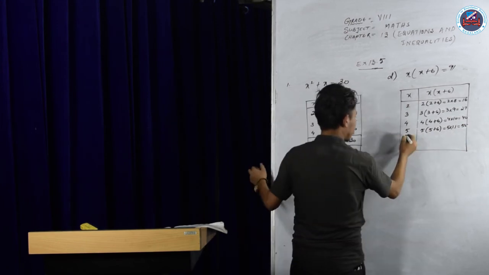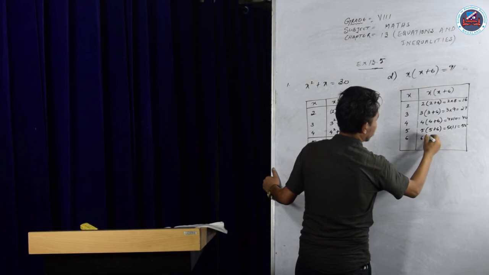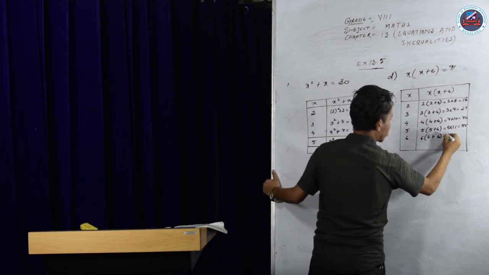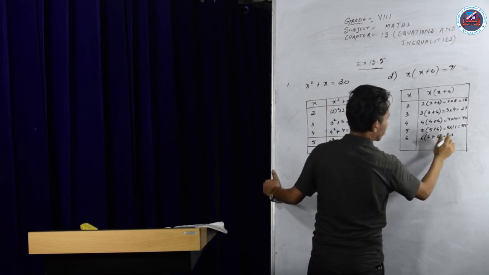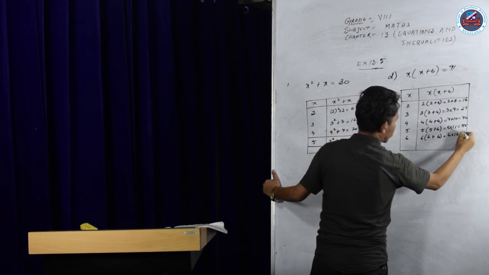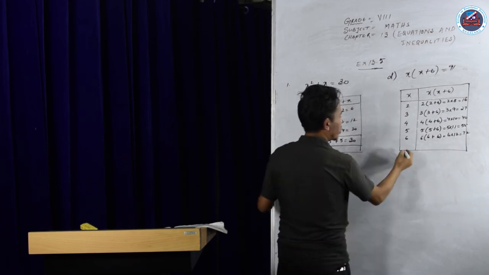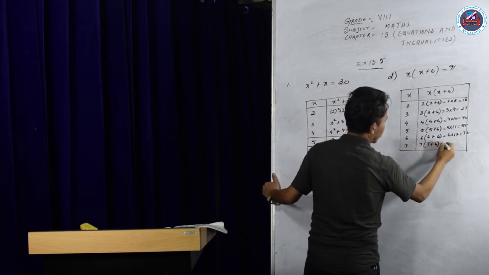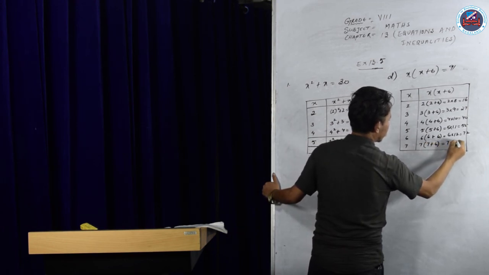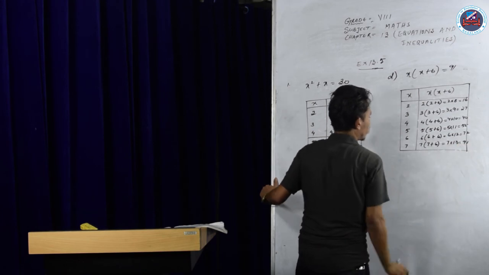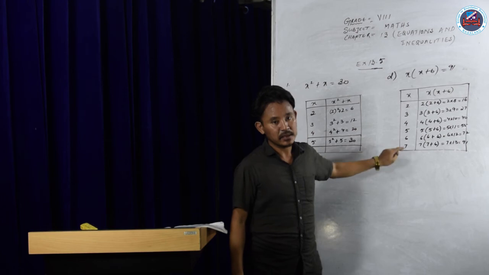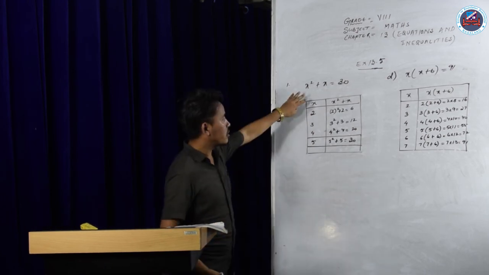Now 6 plus 6, right? That is 6 into 6 plus 6 is 12, that is 72, right? Now 7 plus 6, I get 7 into 13, which is 91. So here also we get the exact positive solution, that is number 7, right? So this is for your question number 1.